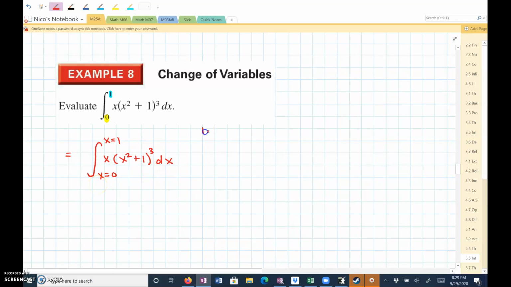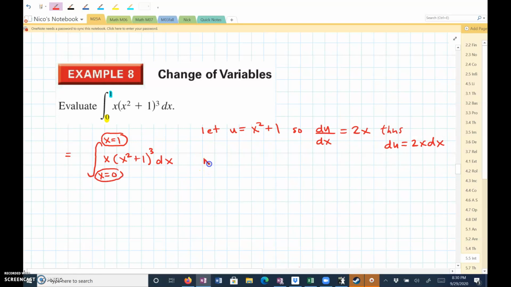I'm going to let u equal x squared plus 1. So du, the derivative of u with respect to x, is going to equal 2x. Thus, du is equal to 2x dx. Okay, so if I'm going to substitute everything in here in terms of u, I need to figure out the limits in terms of u as well.